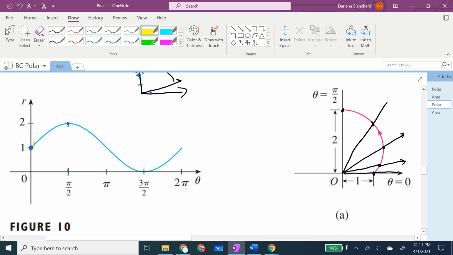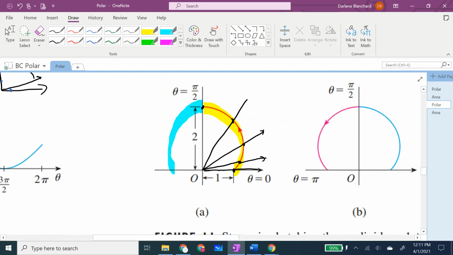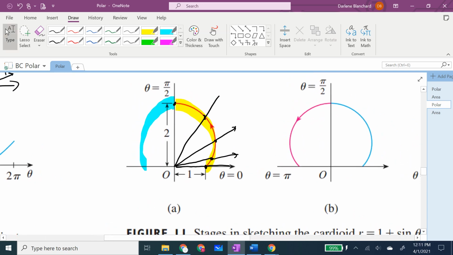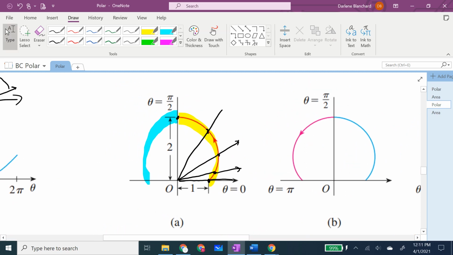Then you have the joy of symmetry. If that just happened while you did 0 to pi over 2, what's going to happen when you go pi over 2 to pi? Whee! It's going to do the same exact thing, and I can't do it justice. There it is. Now, that's that much of the graph.